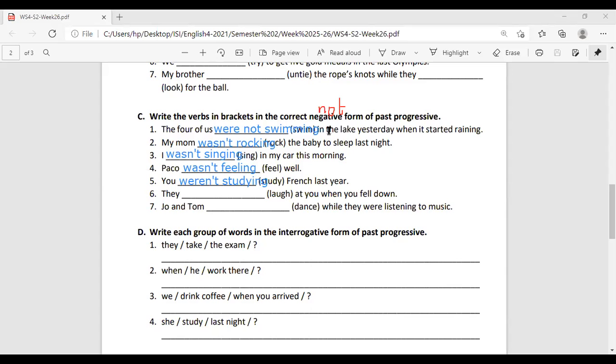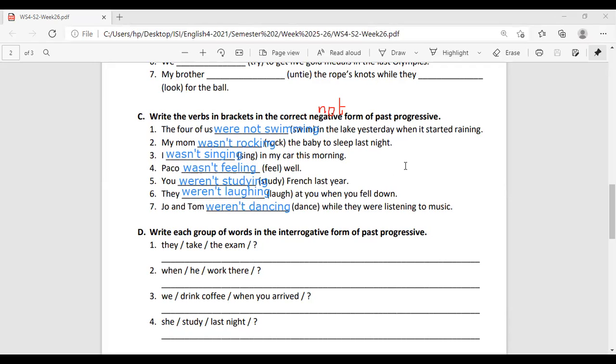Mira? Joe and Tom, while they were listening to music, they weren't dancing. We said past progressive. So Joe and Tom weren't dancing. And pay attention here, we have to remove the E from dance. Then we add ing. Okay? Excellent, guys. Excellent. Very proud of you. Thank you, Mira.